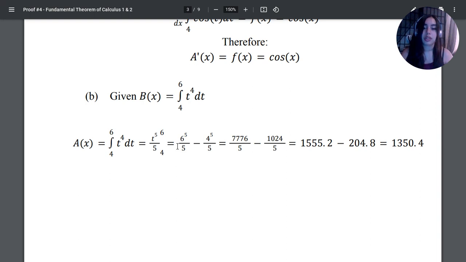And then when we start simplifying everything and plugging everything in, we have 6 to the 5th power divided by 5 minus 4 to the 5th power divided by 5. That's 7,776 divided by 5 minus 1,024 divided by 5, which gives us 1,555.2 minus 204.8, which finally evaluates to 1350.4.